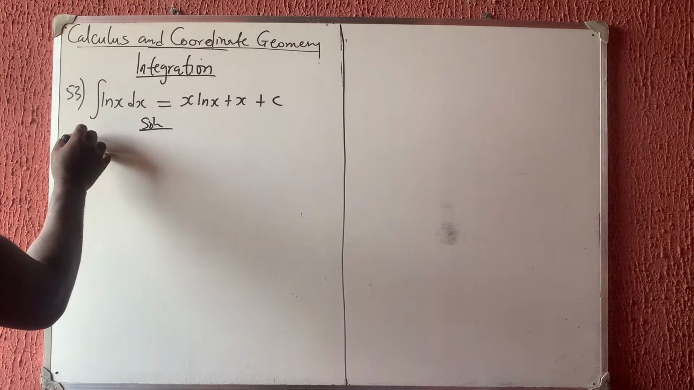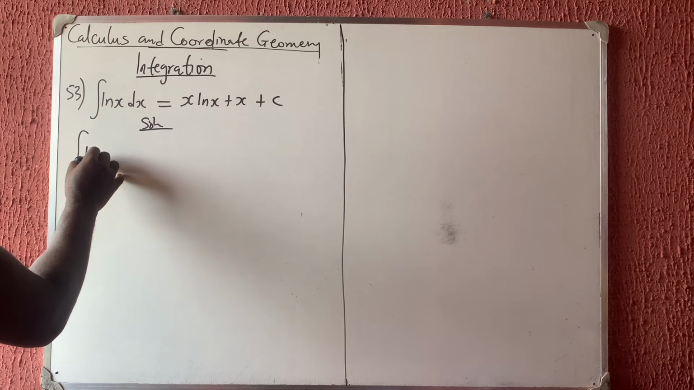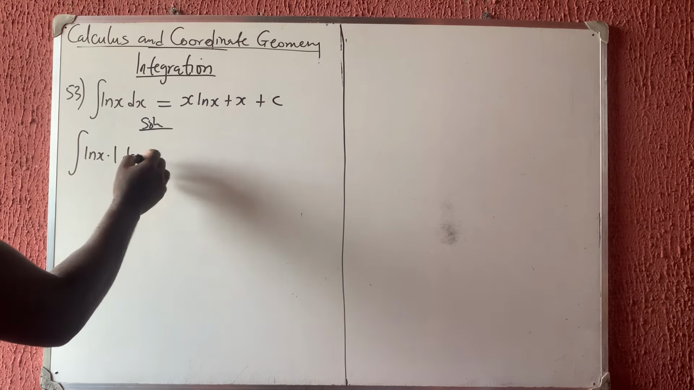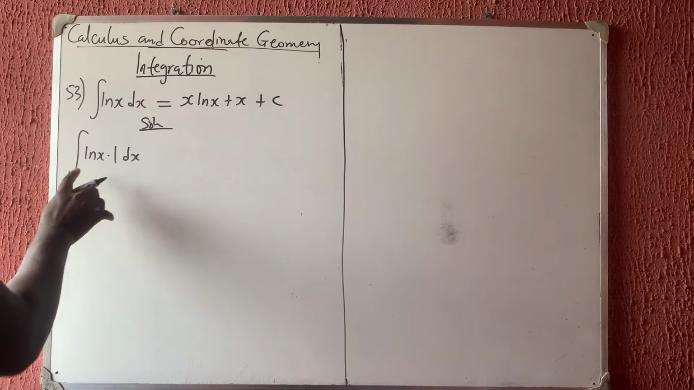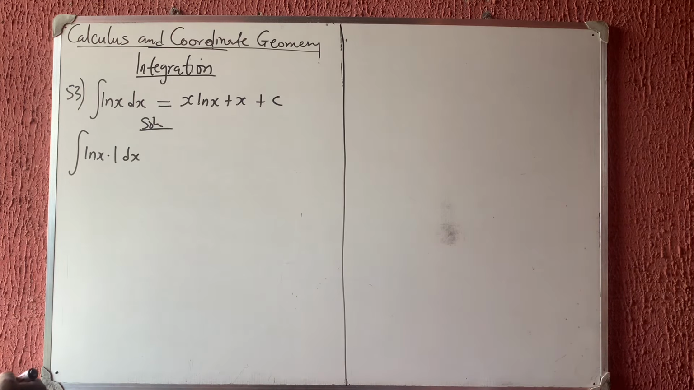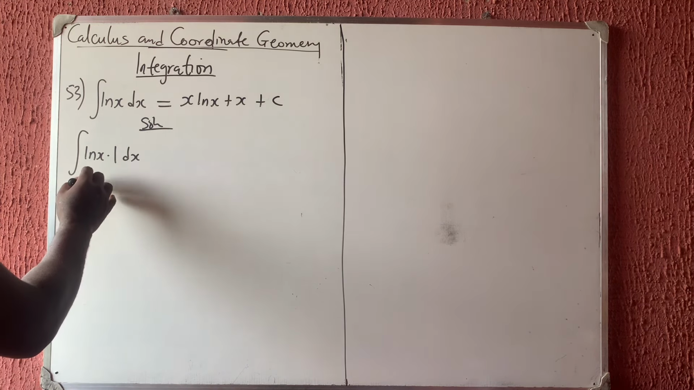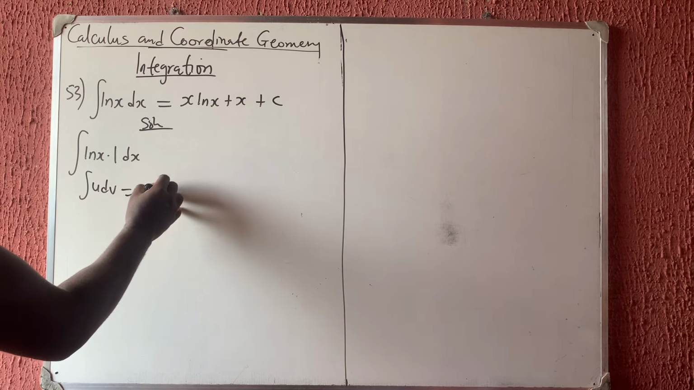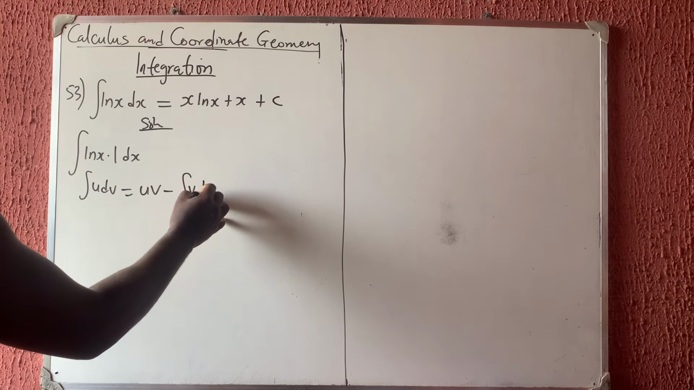Do you believe me that the integration of ln x multiplied by 1 dx is certain as this? Hope you believe that. ln x times 1 is still ln x. And then this is now the product rule of integration, that is integration by parts. Now, the formula says that the integral of u dv is equal to uv minus the integral of v du.